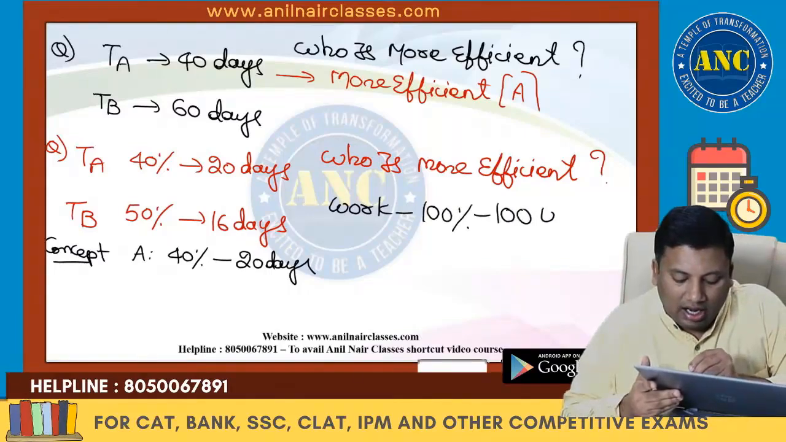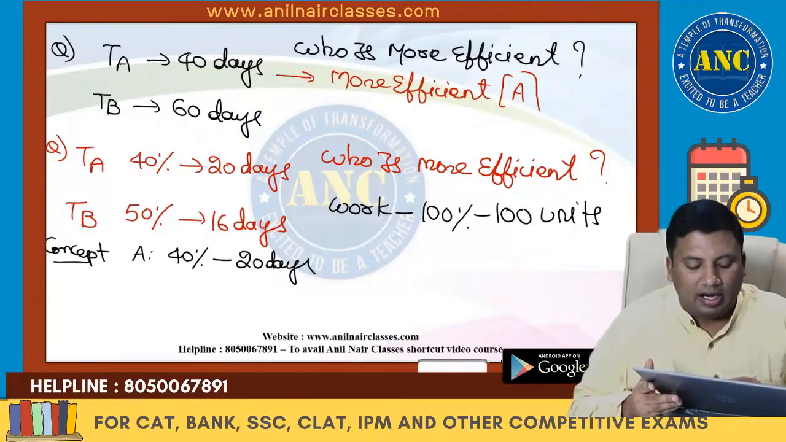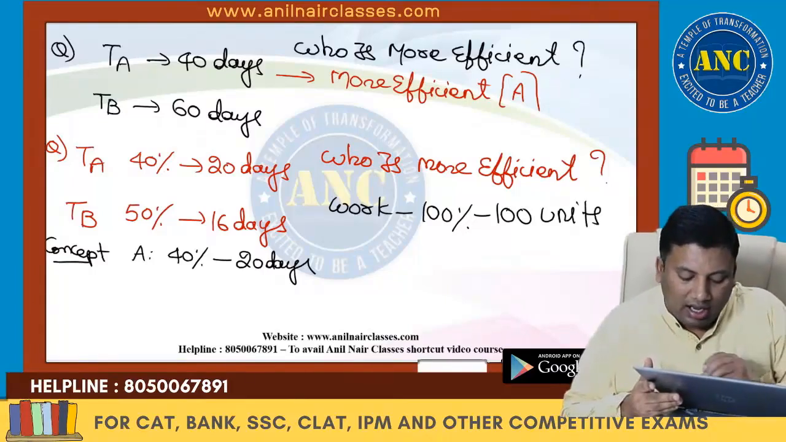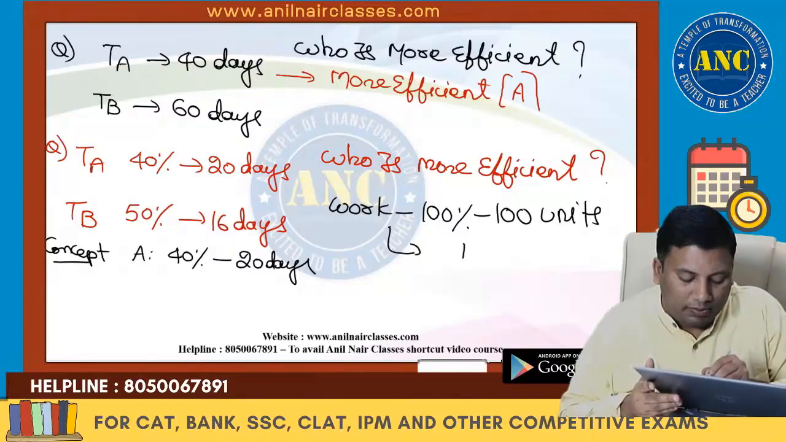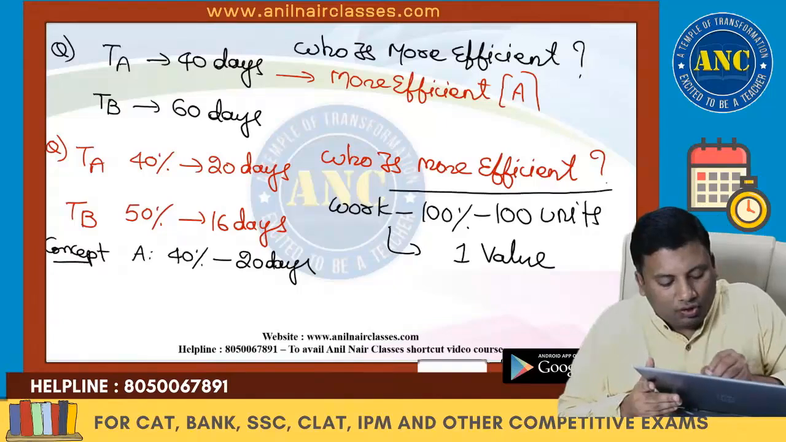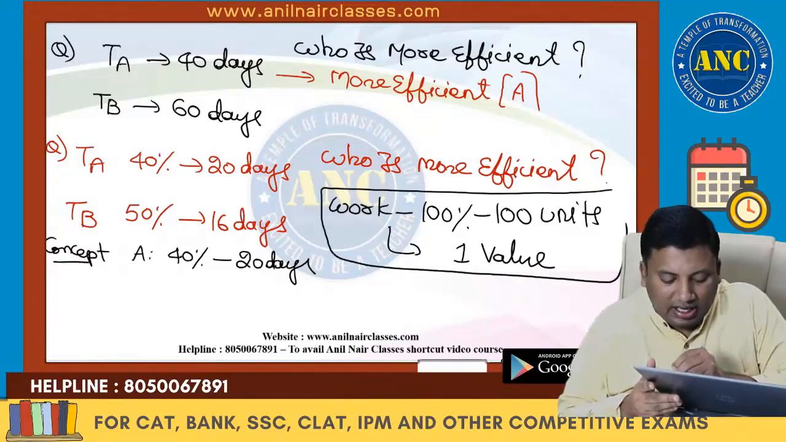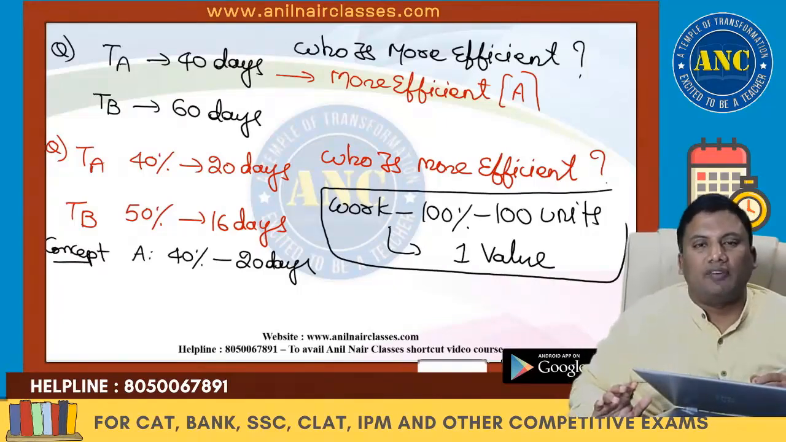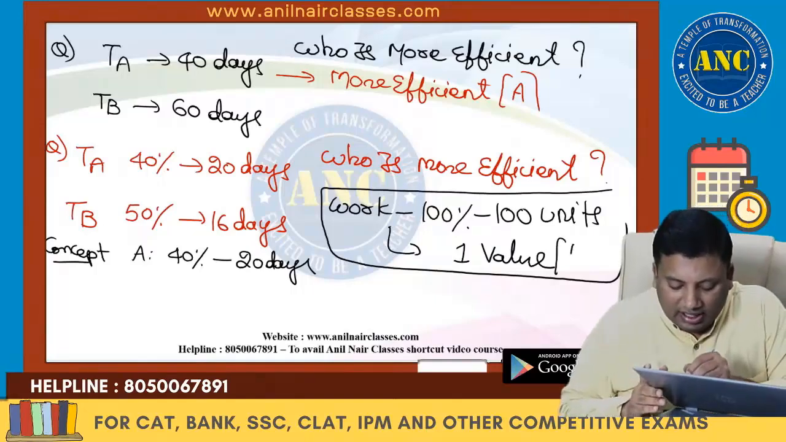Total work can be taken as 100%, 100 units, or as value 1. You can do it in any way. It could be 100%, 100 units, or total value 1. This will result in a fractional value for A and B work.